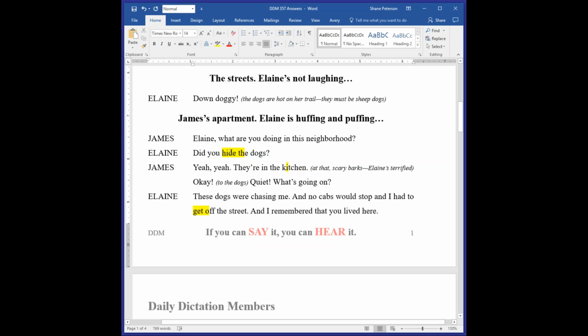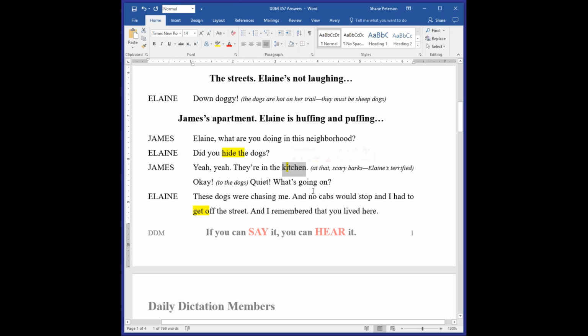Mikiko, be careful with the TH. Hide the. Did you hide the dogs? Great job. One more time. Did you hide the dogs? Good. TH, even a little more TH is okay. Did you hide the dogs? That was really nice.